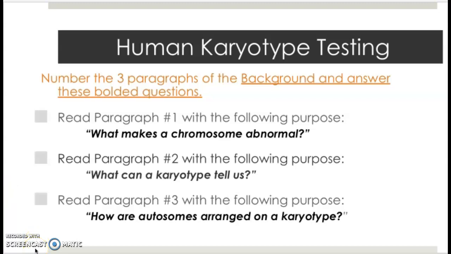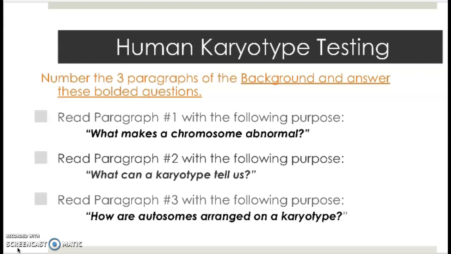This is a podcast on human karyotyping. You were given a handout called Human Karyotype Investigation. You should see that there's a background and there are 3 paragraphs. The first paragraph starts with "occasionally." You're going to label that paragraph as 1.